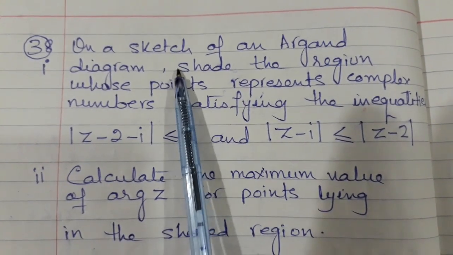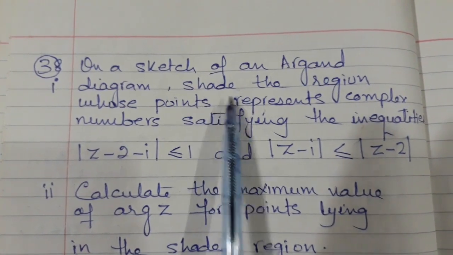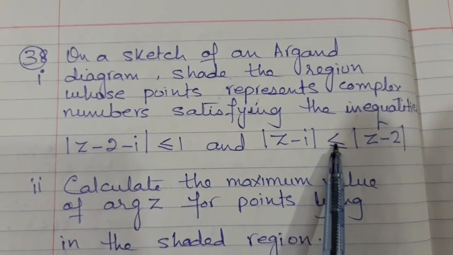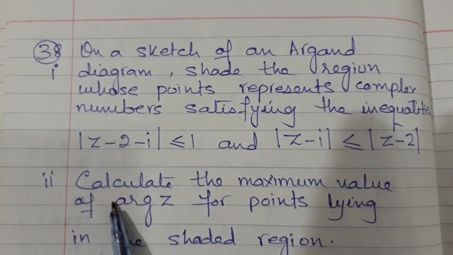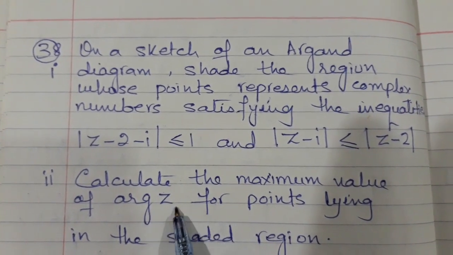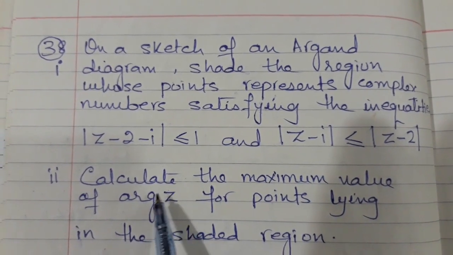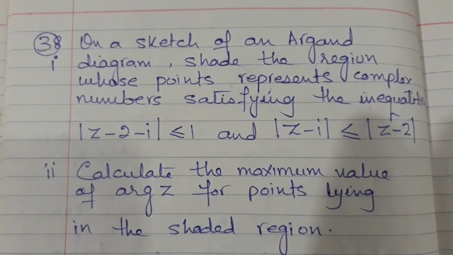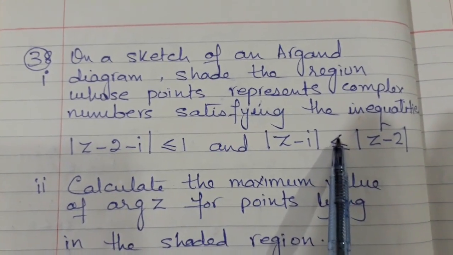So let's see. In this question, you have to sketch on an Argand diagram the shaded region which satisfies these two loci. And after that, you have to find the maximum value of argument of z. It means the maximum value of theta, which is from the origin, because nothing is here. So it is argument of z minus 0 basically. So we'll go into detail later. So let's see part 1 first: how to draw this diagram and how to shade it.